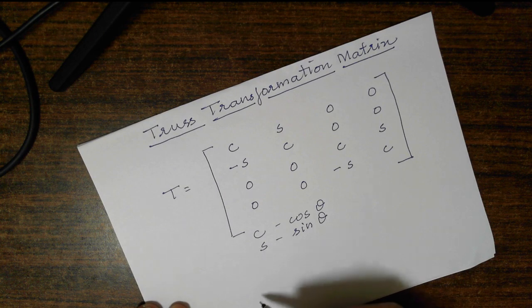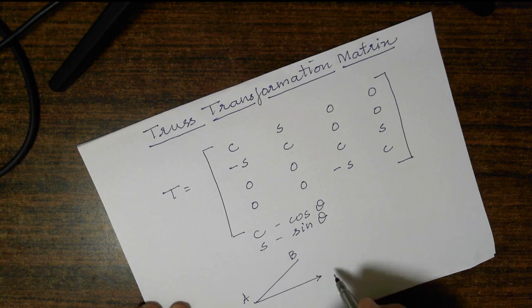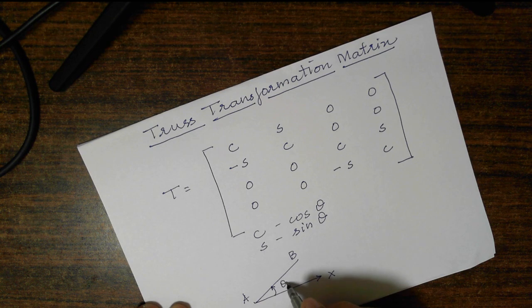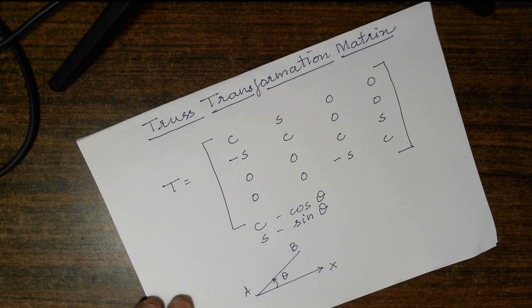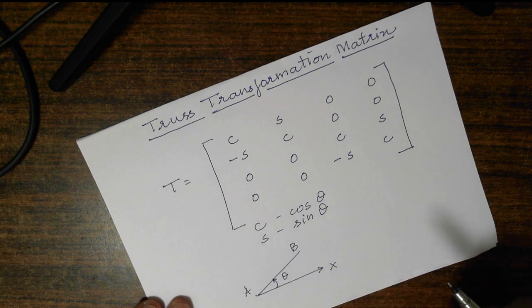We have seen that any member AB which is inclined at an angle theta with respect to the global x direction, so this angle is measured in an anticlockwise fashion. So this is theta. Then sin theta and cos theta. This is the transformation matrix for the truss element.